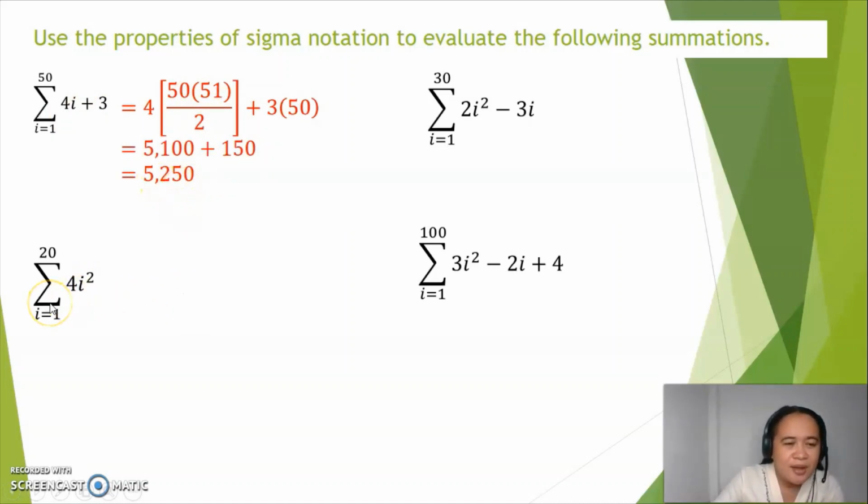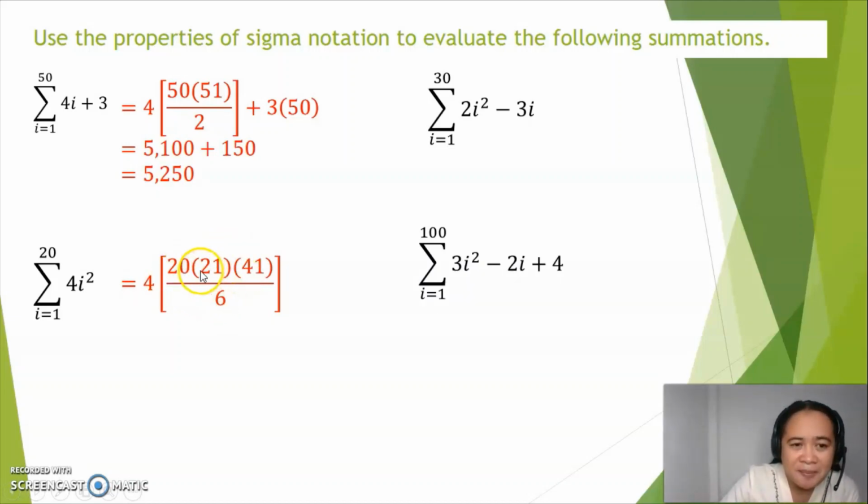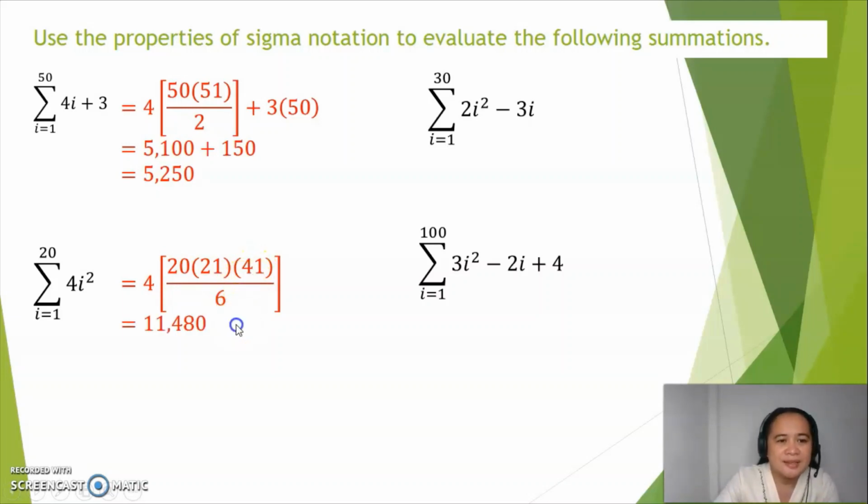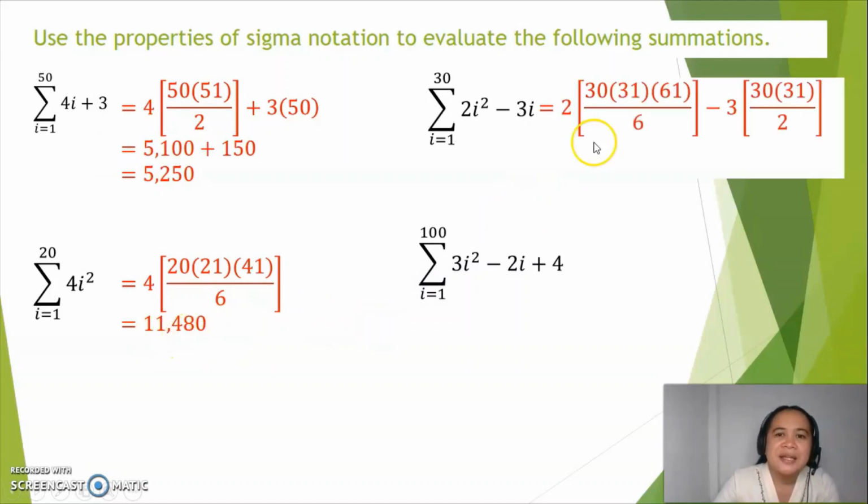So simplifying, we will get 5,250. For this one, 4i squared would mean 4 times 20 times 21 times 41 over 6. So take note, this is n plus 1, and this is 2n plus 1 over 6. Or this is 11,480.